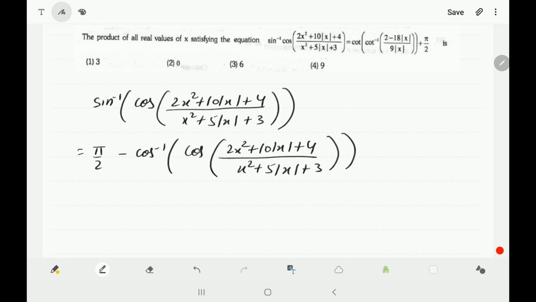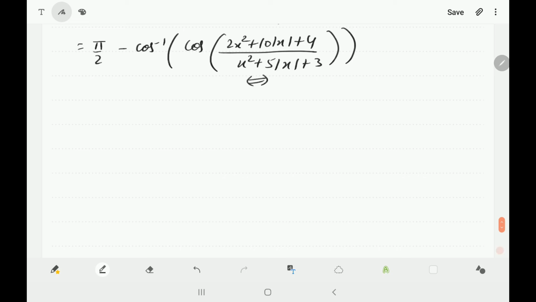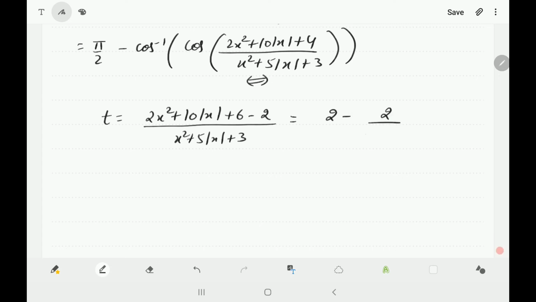Now we are stuck here with one problem: cos inverse of cos theta opens up to theta only if theta is in the principal value branch. If theta is not in the principal value branch, we have to draw the graph of cos inverse of cos theta. So we need to find the range of this term, 2x square plus 10 mod x plus 4 upon x square plus 5 mod x plus 3. Let's consider this term as t and try to find the range. I can write this term as 2x square plus 10 mod x plus 6 minus 2 upon x square plus 5 mod x plus 3, because 2x square plus 10 mod x plus 6 is a multiple of the denominator. So I can write this as 2 minus 2 upon x square plus 5 mod x plus 3.